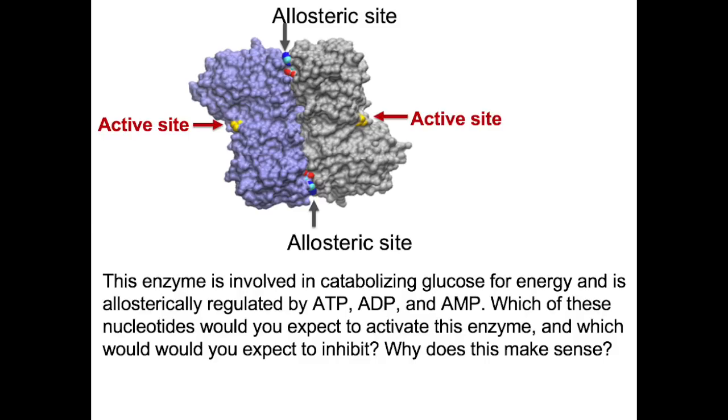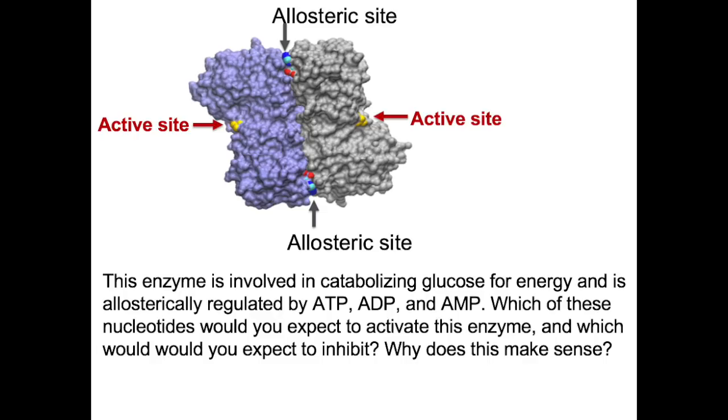What we see here is actually a dimer. It's part of a tetrameric enzyme that functions in glycolysis, or the breaking down of glucose. One monomer of this dimer is shown in blue and the other one is shown in gray. And there is one active site per monomer, and this active site is bound by a substrate that's shown in yellow. The allosteric site is found in the dimer interface between these two monomers and is bound by an allosteric effector.